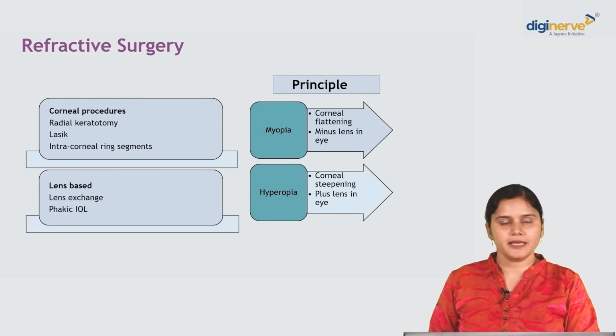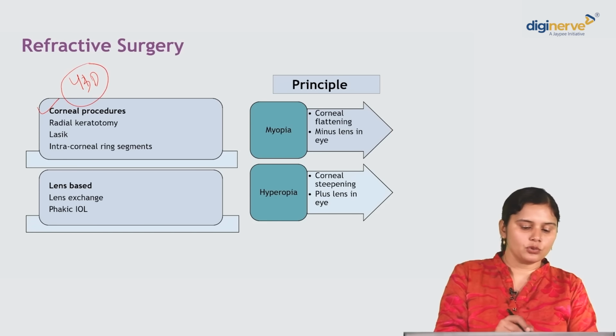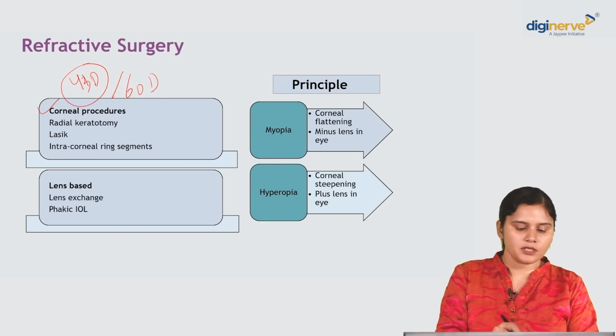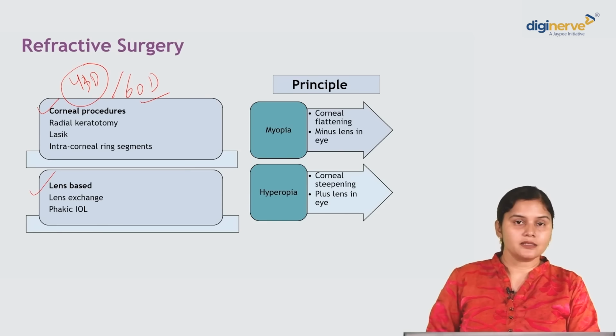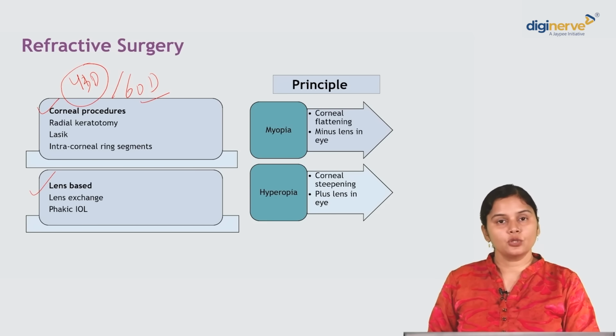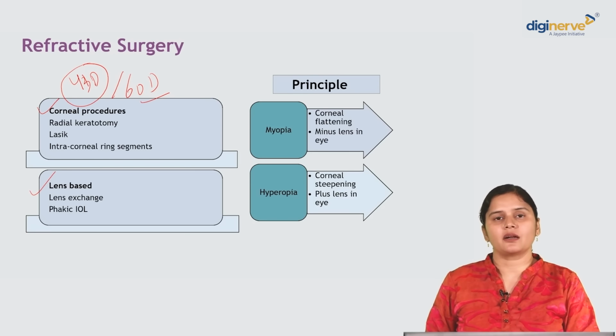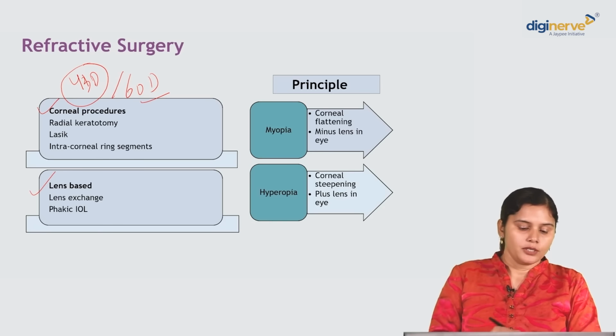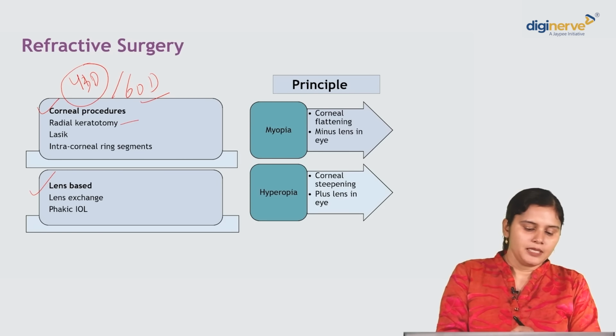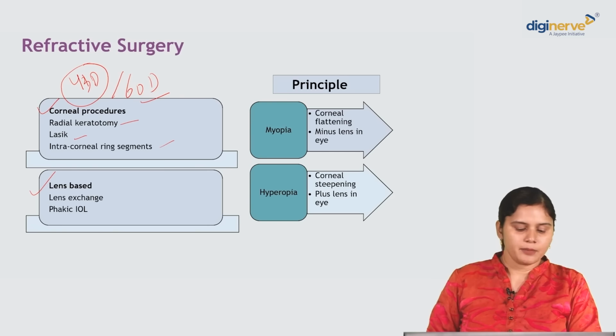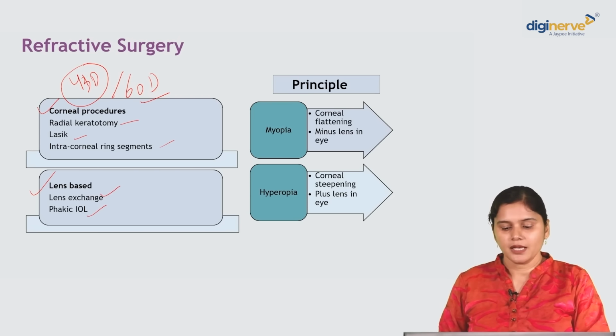Refractive surgeries can be cornea-based procedures or lens-based procedures, because the cornea contributes 43 diopters to the whole power of the eye out of 60 diopters, and the rest is contributed by the lens. So these two can be manipulated to change the power of the eye so that the rays that are not focusing on the retina are made to focus on the retina. The corneal procedures are radial keratotomy, LASIK, and intracorneal ring segments. The lens-based procedures are lens exchange or phakic IOLs.